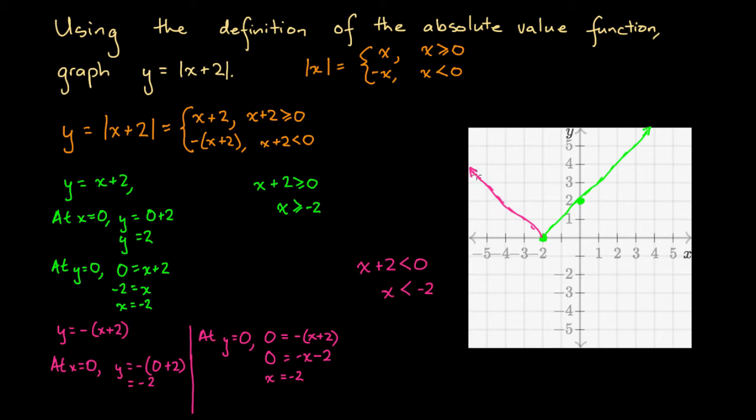Okay, so this pink line is the line y equals minus x plus 2 over the domain x plus 2 is less than 0. So these two lines together that we found construct the absolute value function y equals the absolute value of x plus 2. Notice we didn't have to graph any points apart from those that we needed in order to discover what these two lines looked like. And that's what we mean by using the definition of the absolute value function. If we'd just drawn a table of values and filled those out, that wouldn't be using the definition, that would be completing a table of values. So this is a potentially useful way to graph an absolute value function.